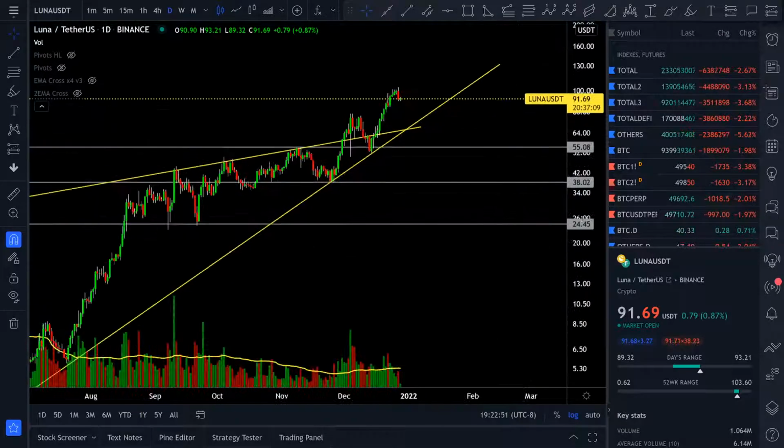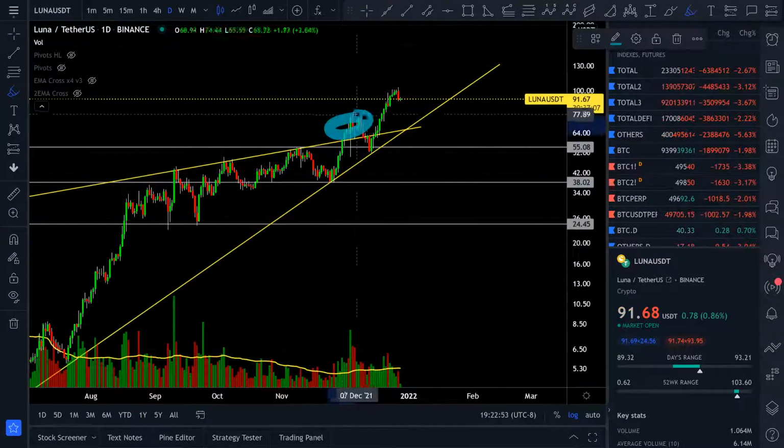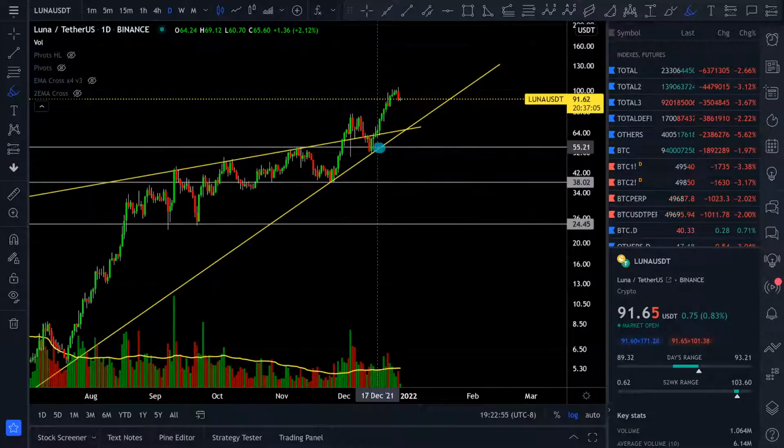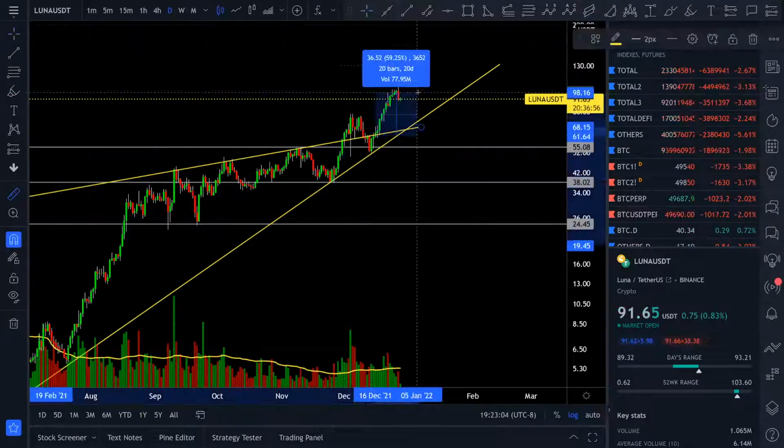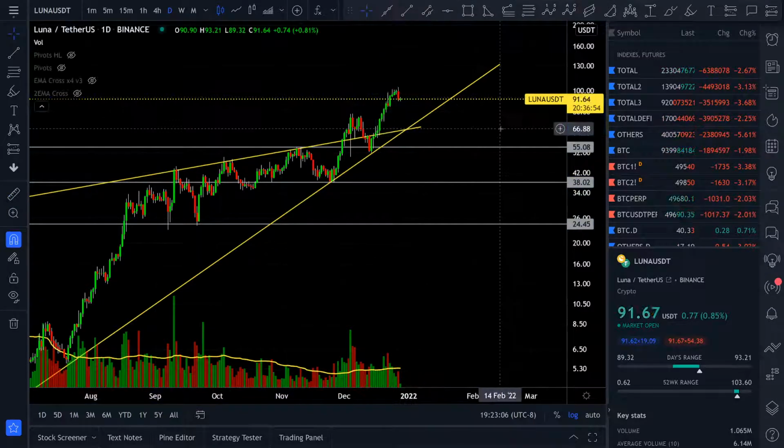This one was a little tricky up here on Luna, where it broke out and then fell back down, but it fell back into trend line support, which I'm saying showed on other coins. The trend line support, and then it rallied up. The measured move, probably about what was this, 40-something percent? It just went basically 40-50%.